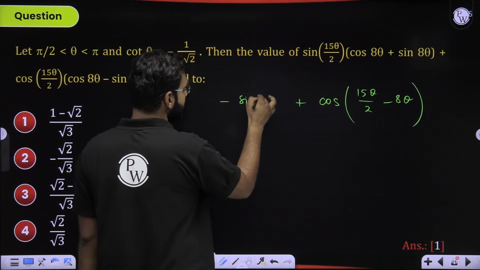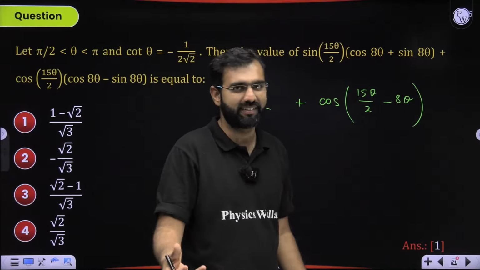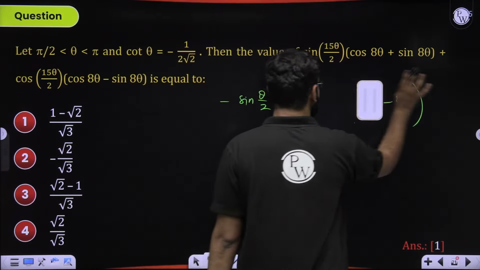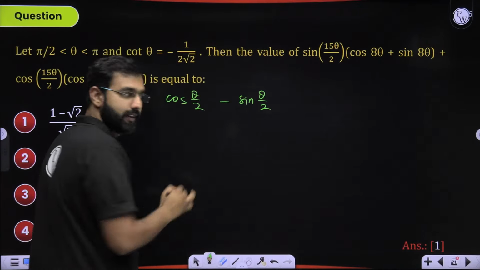So it is minus sine theta by 2. It is again cos minus theta by 2, but with cos minus x, it is cos x, an even function. So it should be cos theta by 2. So can I write that as cos theta by 2? Can you believe that?